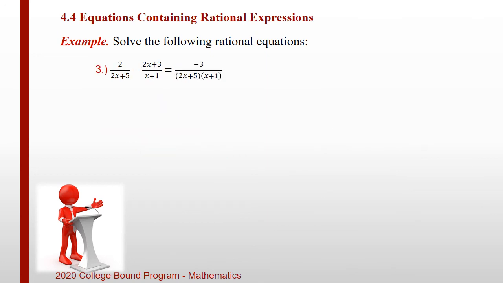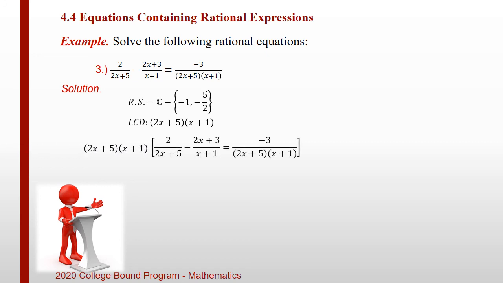For our last example, let's take a look at 2 over 2x plus 5 minus 2x plus 3 over x plus 1 equals negative 3 all over 2x plus 5 times the quantity x plus 1. Our replacement set is the set of complex numbers minus the set containing negative 1 and negative 5 halves. On the other hand, our LCD is the product of 2x plus 5 and x plus 1.